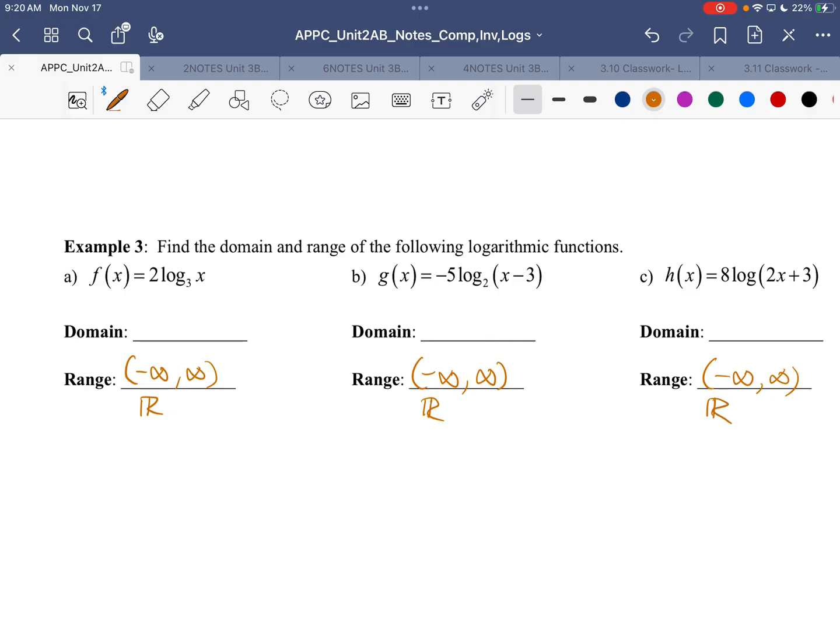However, the domain is a little bit more complicated. The way you find the domain for logs will be in the form log, and then this is called the argument. The argument is whatever the parent function is happening to. So even if it's a square root, the thing that's being square rooted is called the radicand, but it's also called the argument. So the argument of the log is the thing that the log is happening to. You want to get the domain of the argument.